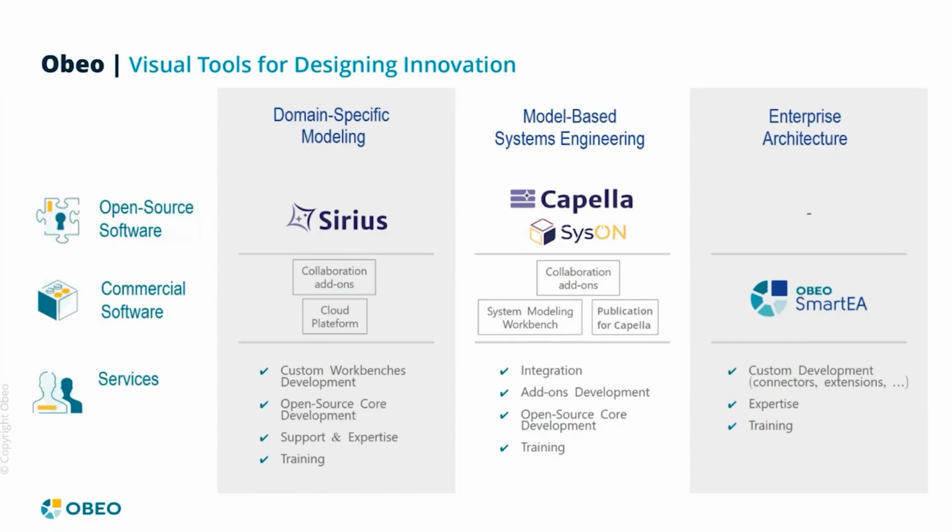Then we have an offer related to model-based systems engineering. That's why we're here today. We offer Capella and Sirius in open source, upon which we propose several commercial software, including Publication for Capella that we'll talk about today, and services as well. And finally, we have an offer related to enterprise architecture with a commercial software based on Sirius and associated services.